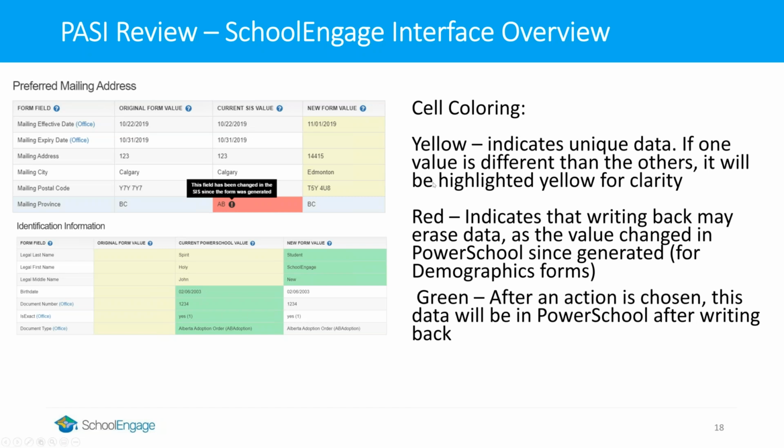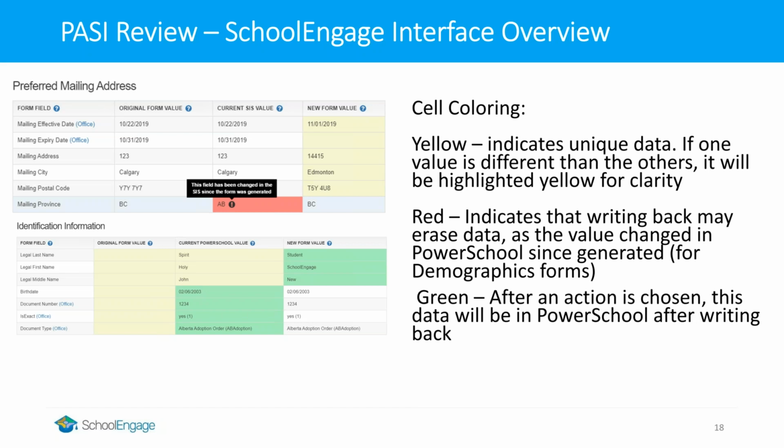The second coloration that you see is red. And red appears when a piece of data was changed in PowerSchool externally to SchoolEngage. So you can see on this example, this mailing province, when I generated the form, it was British Columbia. And after the parent completed the form and the staff reviewed it, it still was British Columbia. But for whatever reason, in PowerSchool, it was changed to Alberta at some point.